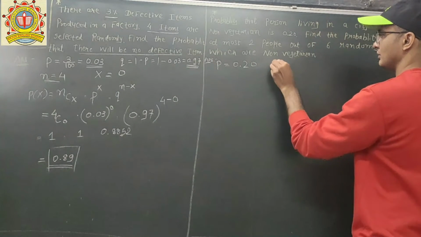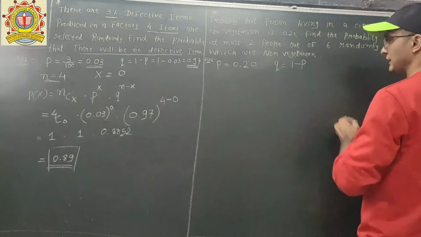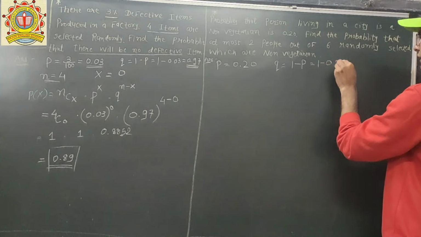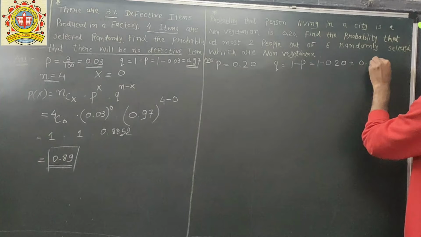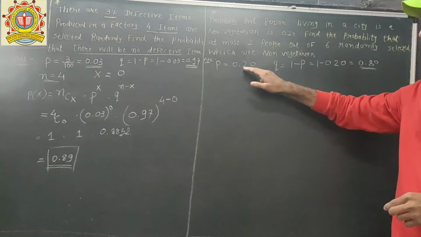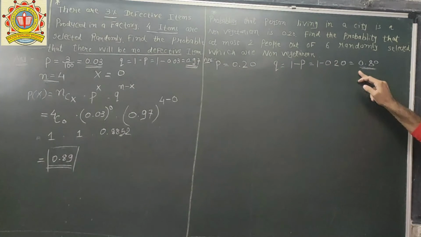Then Q is equal to 1 minus P. It means 1 minus 0.20, and our answer will be 0.80. It is for Q. If P is equal to 0.20, Q is equal to 0.80.